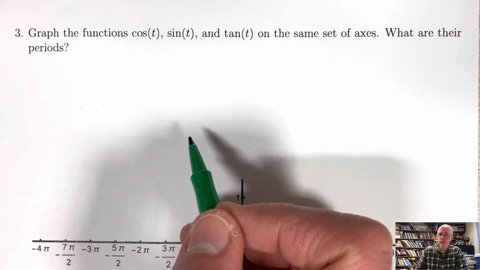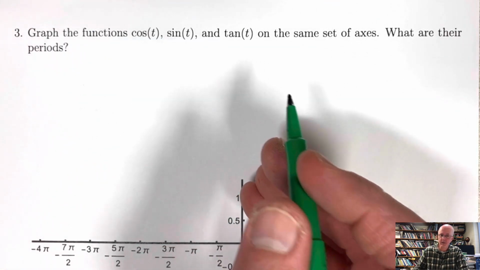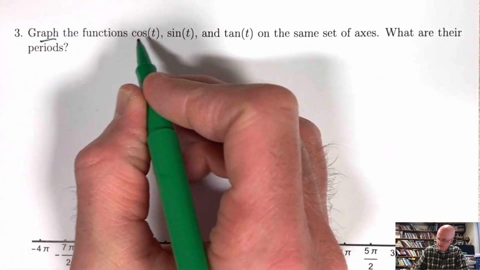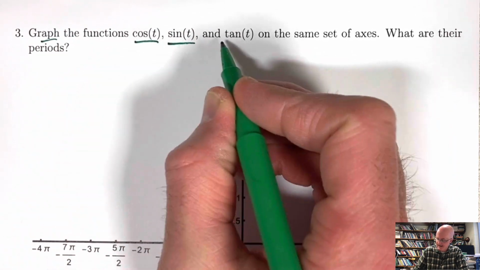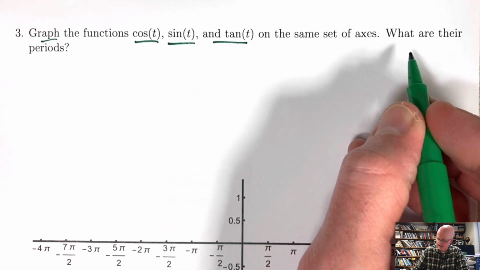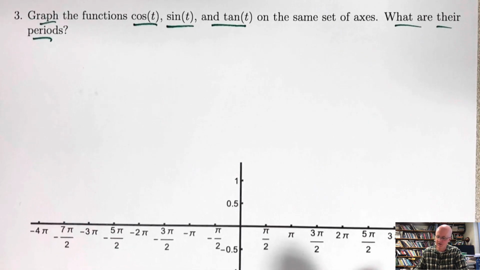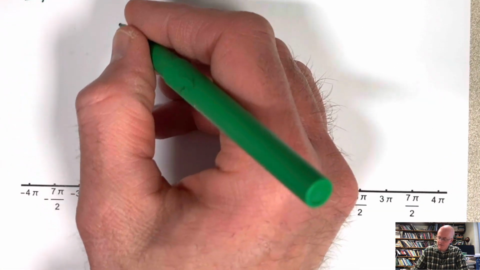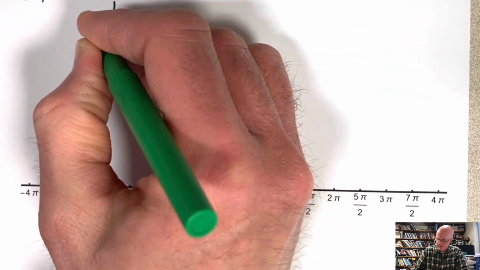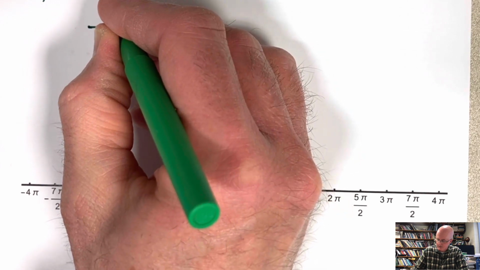For problem 3, we're focusing on the most fundamental graphs that we want to know about. Graph the functions cosine of t, sine of t, and tangent of t in the same set of axes. What are their periods? They are periodic functions, we will see. You still want to focus on the unit circle to help you think this through. So once again, I will draw the unit circle.